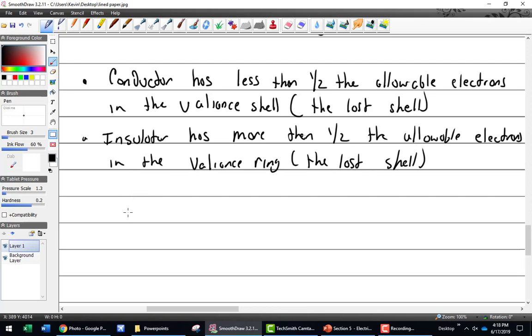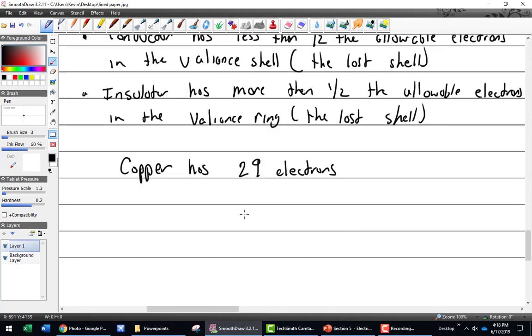I will go copper first. So copper. So copper has 29 electrons. How many protons does it have? How many neutrons does it have? All right. So it's arranged like this. So in, what are we doing?